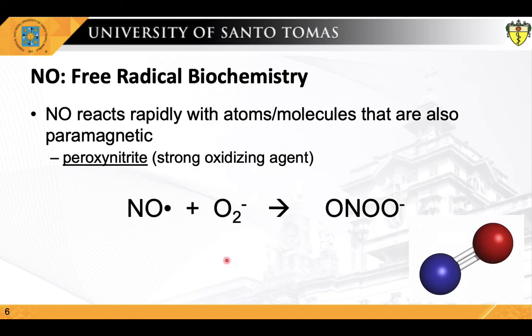As previously mentioned, nitric oxide reacts rapidly with atoms or molecules that are also paramagnetic. One important example is the strong reaction of nitric oxide with superoxide to form peroxynitrite. We will see the significance of this later in the presentation.